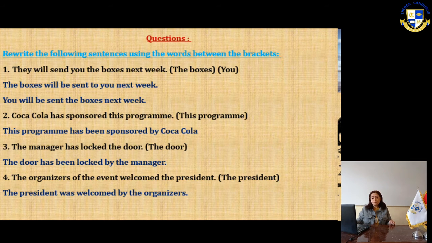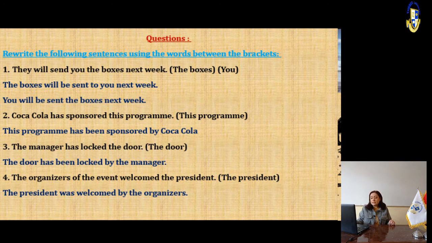Slide 14. We are going to have some exercises now just to make sure that you understood the passive voice, how to change from active into passive. They will send you the boxes next week. Use the boxes or you, of course, because we have two objects here. I can answer this sentence in two ways. I can use each object at the beginning of each answer. The boxes will be sent to you next week. You will be sent the boxes next week. I have two answers. Why? Because I have two objects.